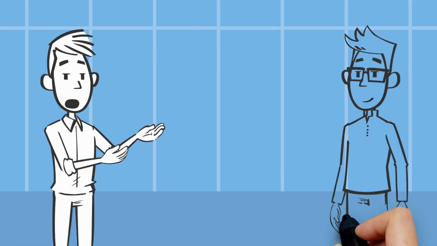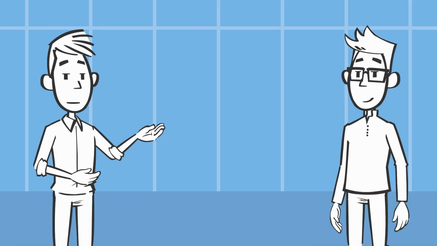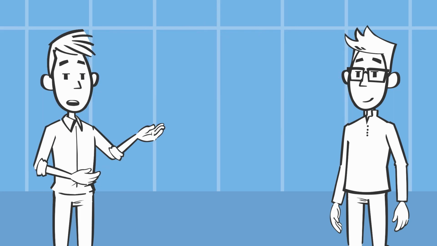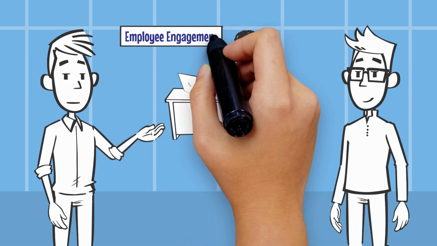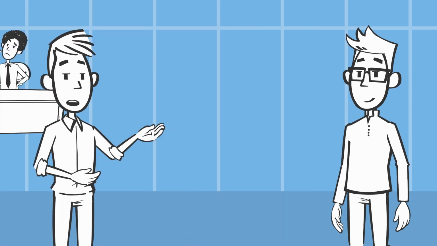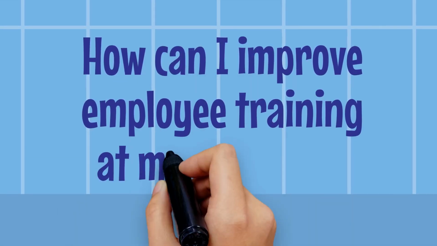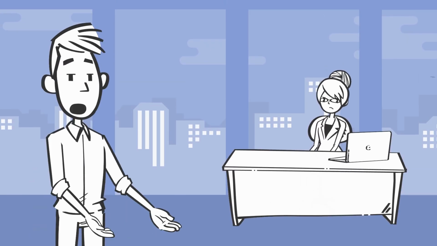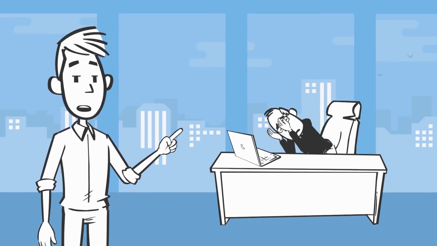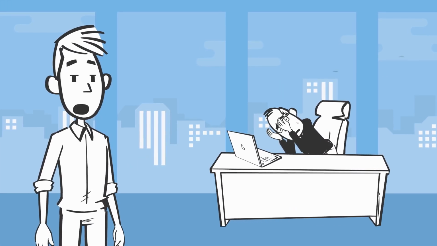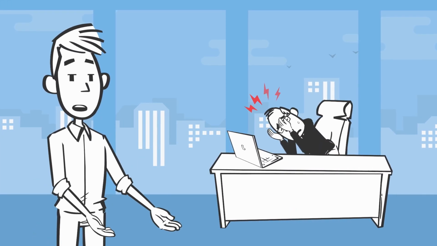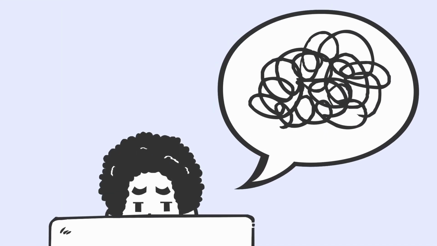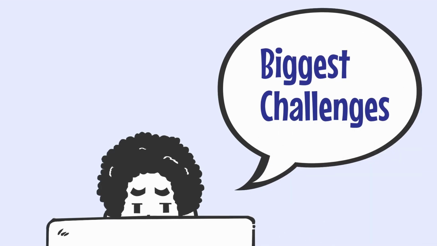Many times we have worked with a lot of companies where they're already producing a lot of stellar content. However, they're finding that the engagement of their employees is not where they want it to be. So how can I improve employee training at my company? Pump the brakes. Just take a breather, pause. Many times we get into desperation mode, trying to do anything that we can to get employees to engage. And then focus on the biggest challenges that your employees are having.